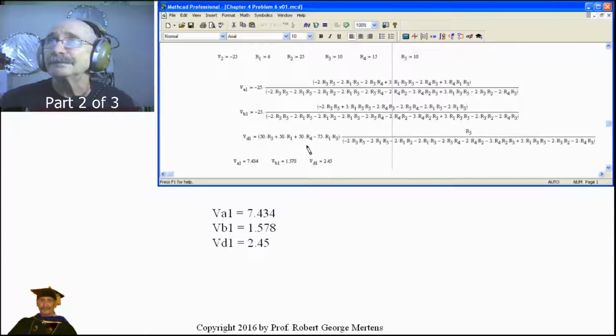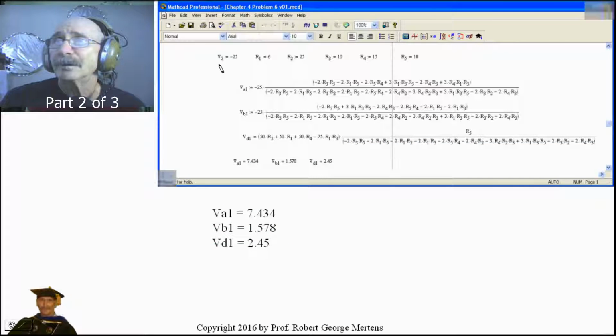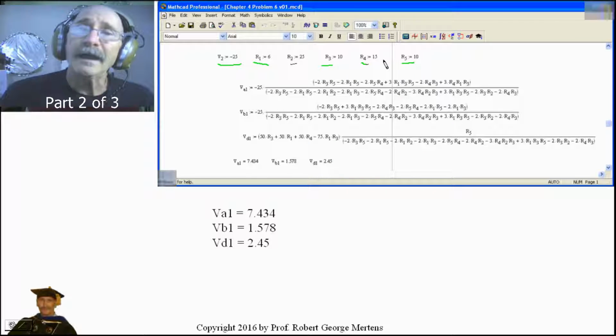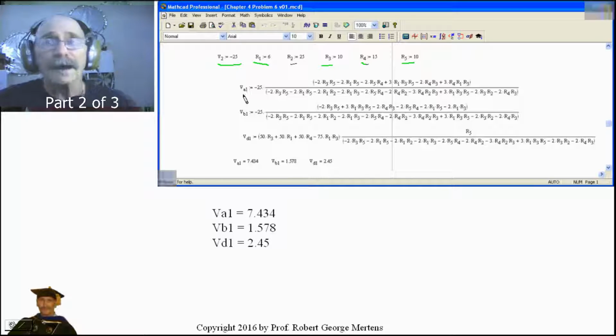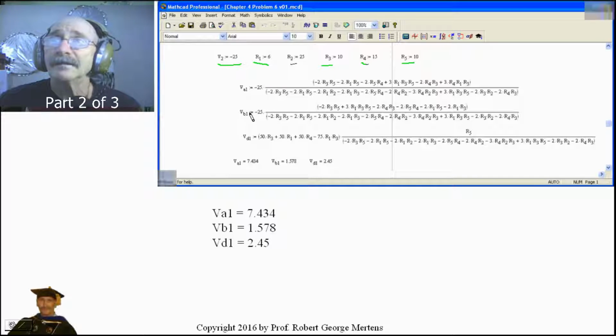So when I did that, I put values in, copied and pasted those values, R1, R2, R3, R4, and R5, and this is running in Mathcad, so Mathcad will solve all of these problems. All you have to do is put these values in, you plug in the formulas. Notice now I'm not calling this VA, I'm calling it VA1, VB1, and VD1.